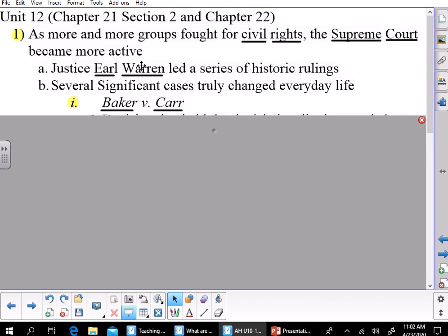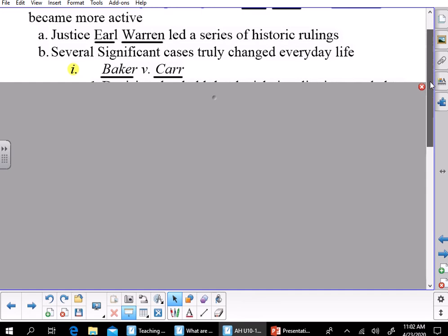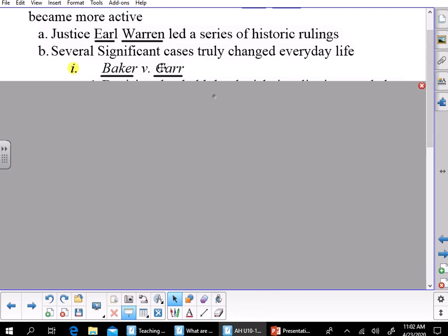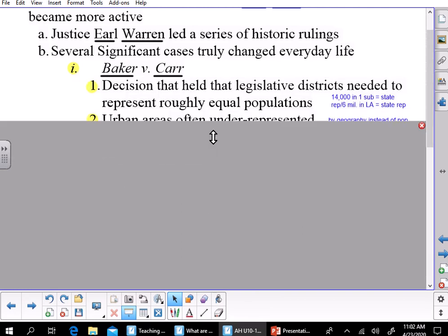We're going to talk about one today, Baker versus Carr. The way I remember this court case is I think of a car driving around voting districts. This will hopefully make more sense in a little bit. What this said was that when you are dividing up legislative districts for Congress, and I know this sounds boring, but trust me when I tell you this is really about civil rights, it has to represent roughly equal populations.